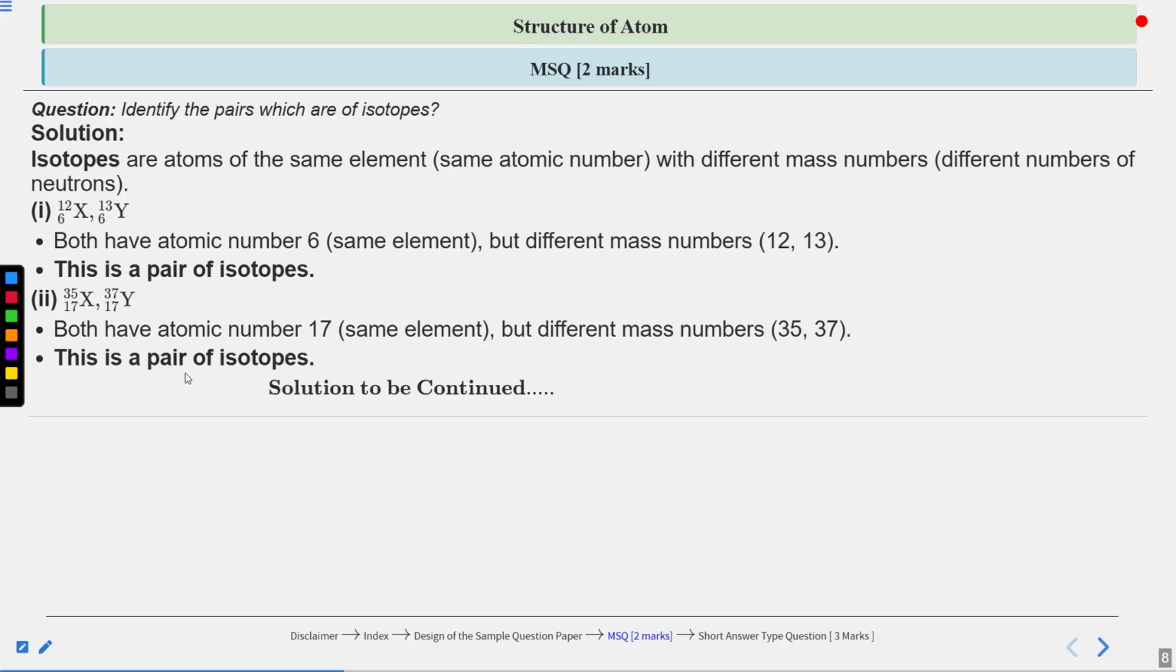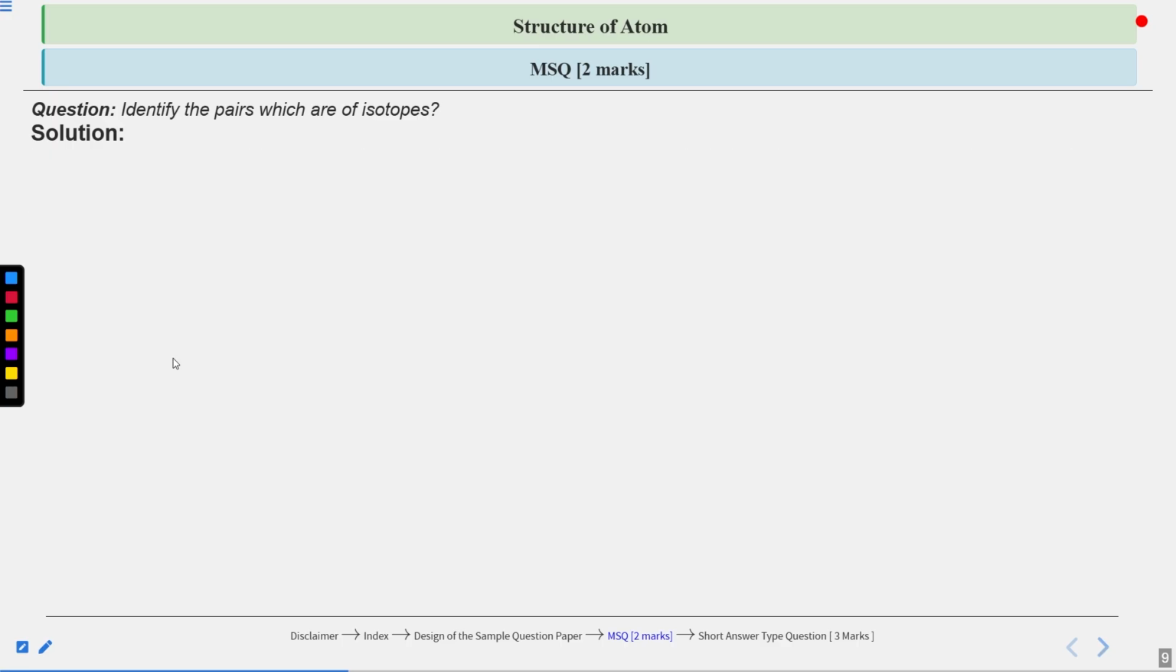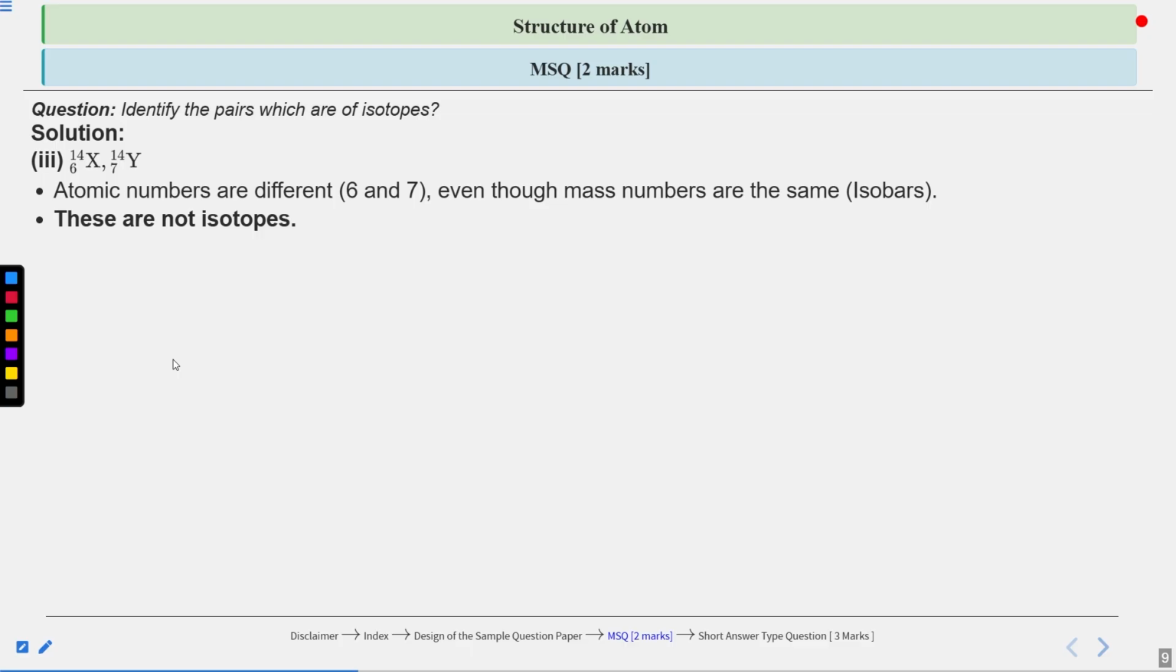Now, moving on to the incorrect options. So what are the incorrect options? The first is 3. The third is not an isotope. Instead, it is a set of isobars. How? See here, you can see that they have different atomic numbers. So it is very much known that they cannot be isotopes at first. But since they have the same mass number, therefore they are isobars. I think you are getting the point.